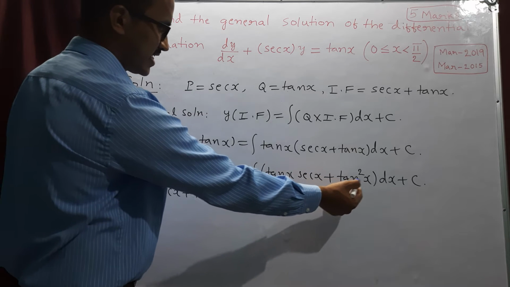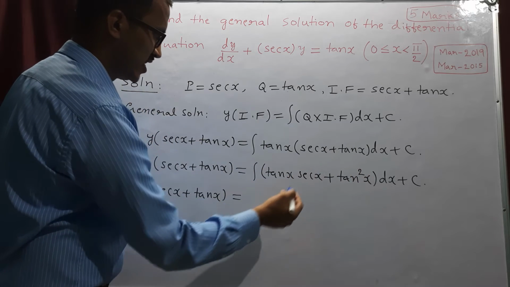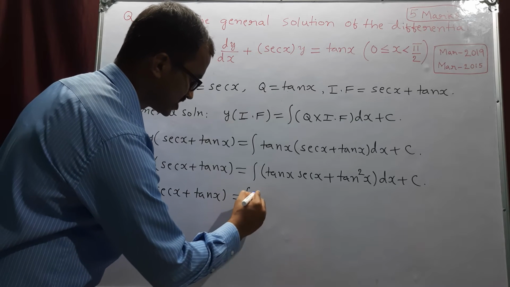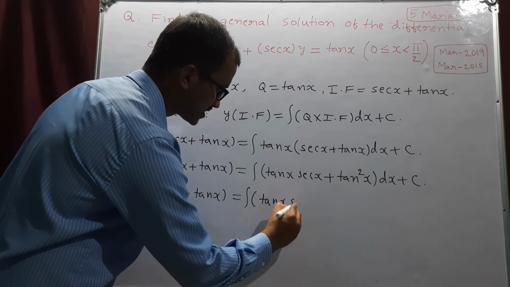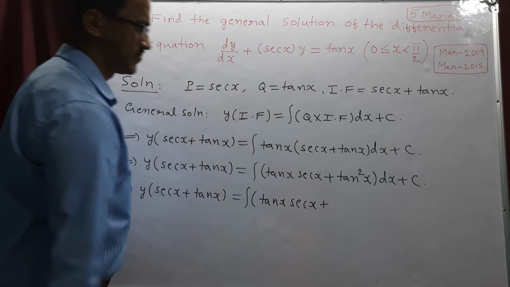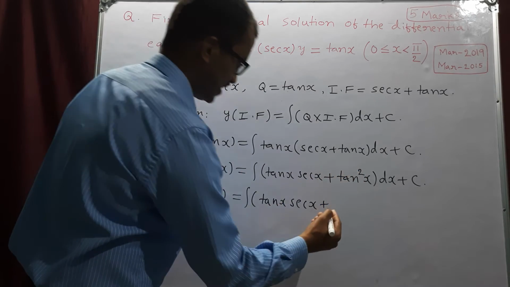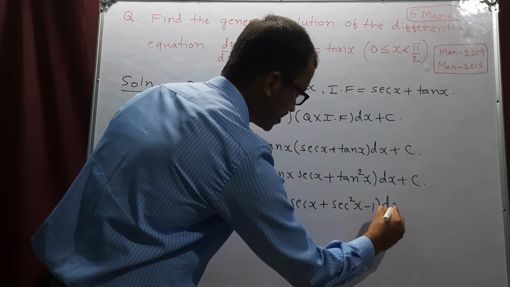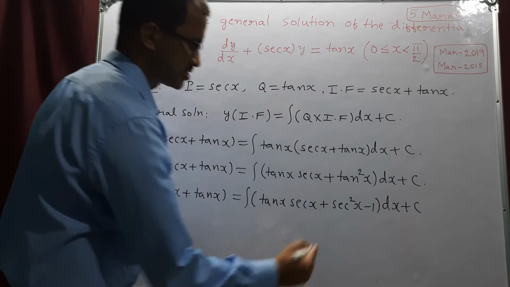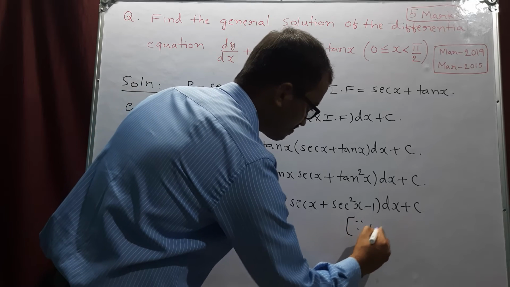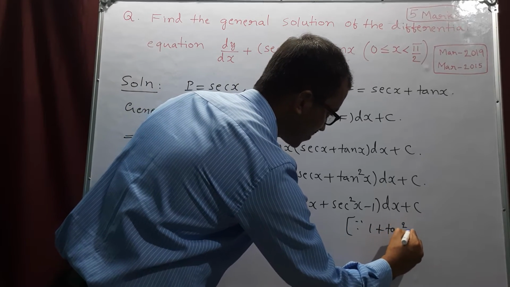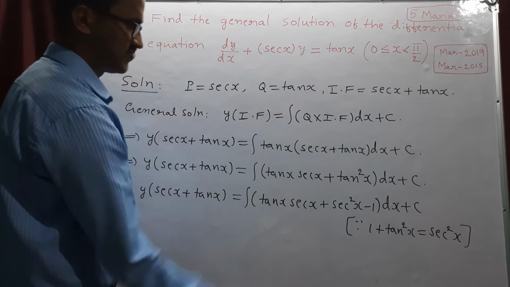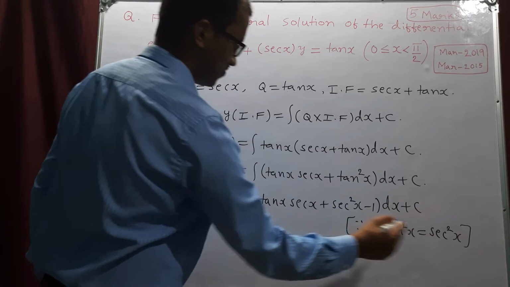But we cannot directly integrate tan square x. So we will write tan square x in terms of secant square x. So integration of tan x into secant x plus tan square x. We can write tan square x as secant square x minus 1, into dx plus c, because 1 plus tan square x is secant square x, or the value of tan square x becomes secant square x minus 1.